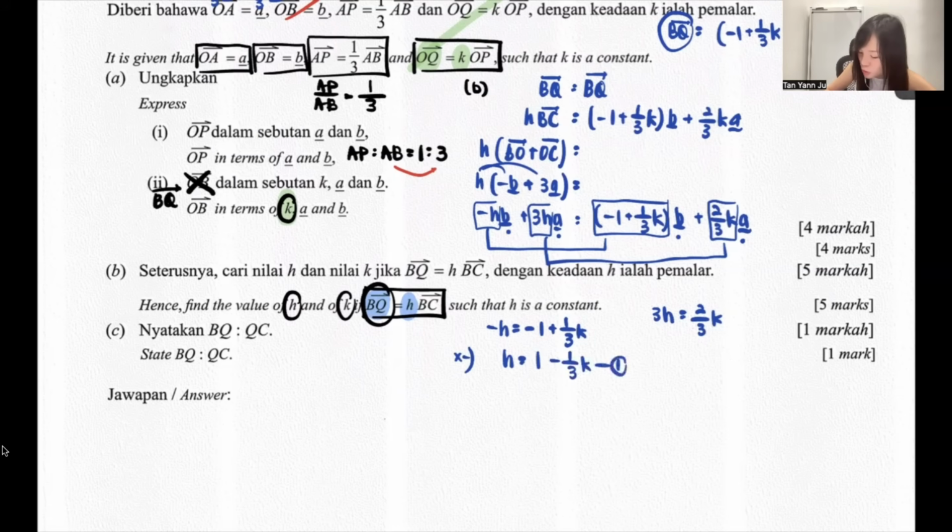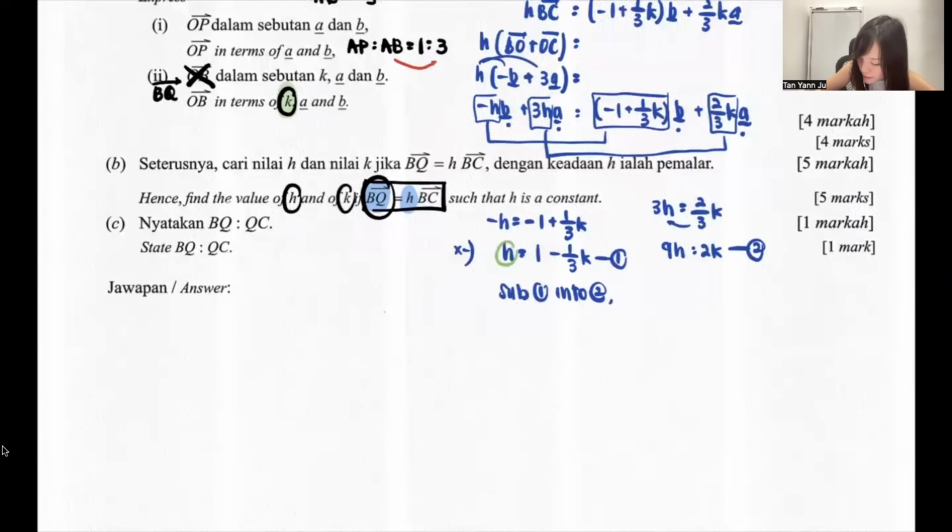Now, I can call this equation 1. I don't like the fraction. 9H equals to 2K. Equation 2. So now we can do the simultaneous equation, okay? Hopefully your substitution is good. Now we can sub 1 into 2. So 9 times H, isn't it 1 minus 1 over 3K equivalent to 2K? 9 times 1, 9. 9 times this one, isn't it 3K equivalent to 2K?